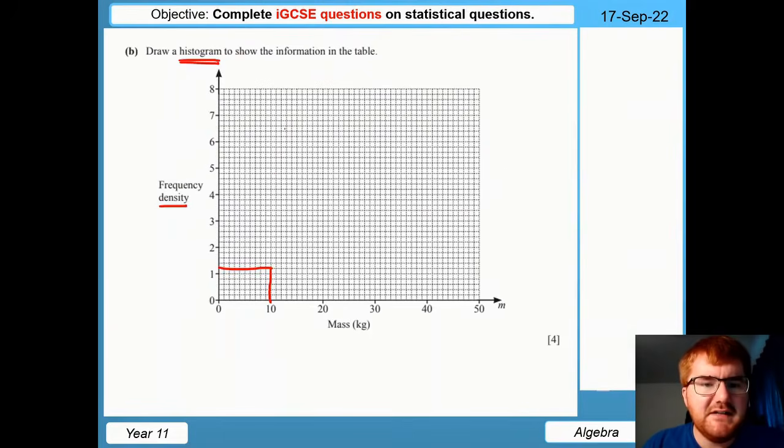This one's 10 and 20, so go to between 10 and 20 up to 3.8. That's going to be here. So again, the bars are continuous, so they will be next to each other. We're going here between 10 and 20, so like so.